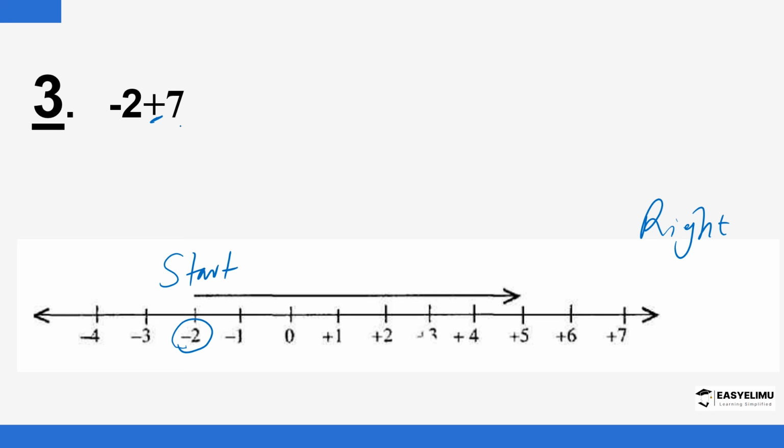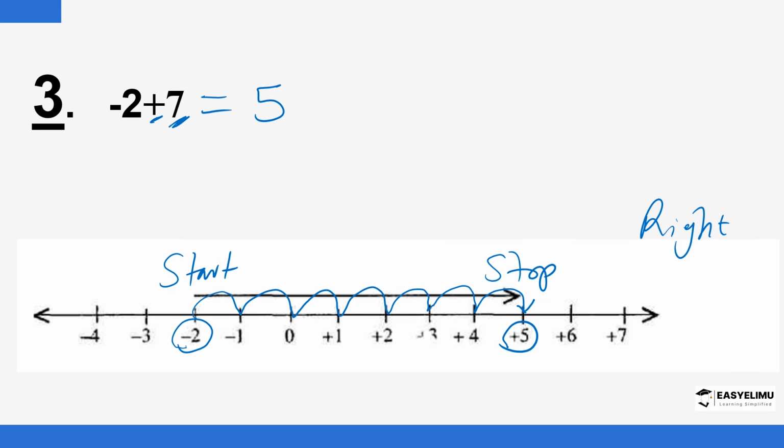How many steps? Next number: 7 steps. So count 1, 2, 3, 4, 5, 6, 7. This is where we are stopping, so where we stop should give us the answer. So where did we stop? Positive 5 again. Again, if the answer is positive, you don't have to indicate, but if it is negative, you have to indicate that negative sign. So that is what you do.